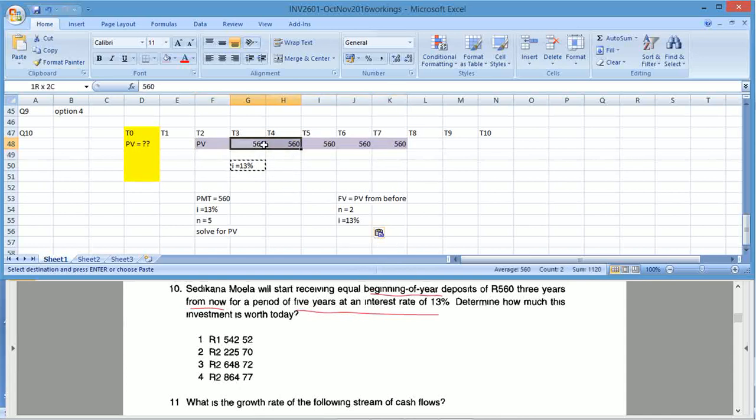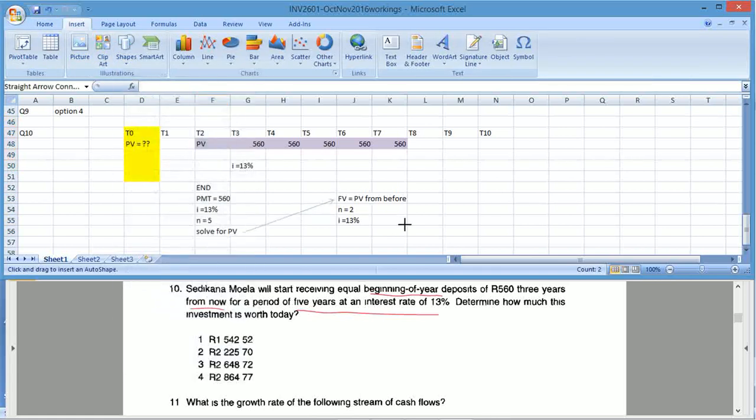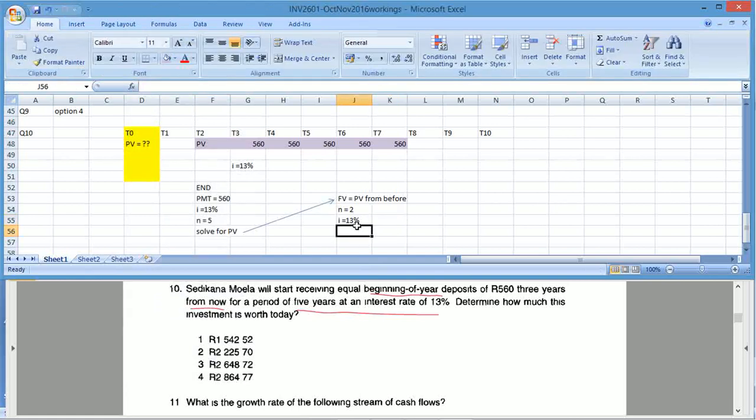Okay, beginning of the year means starting at 560. So you could use begin mode, but then if you work out the present value, you're going to get the present value at T3 if you use begin mode. I'm using normal mode. So if I use normal mode, then I'm going to get the PV at time 2, which is a normal annuity. Okay, you can do it both ways, you'll see you'll get the same answer. And then solve for PV.